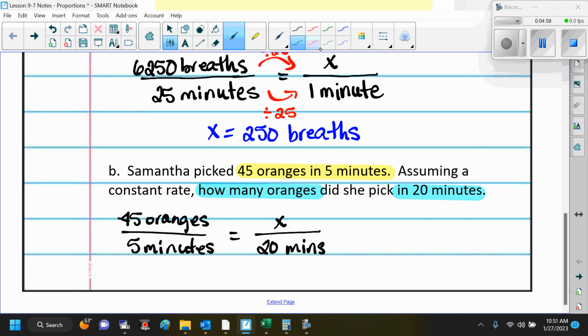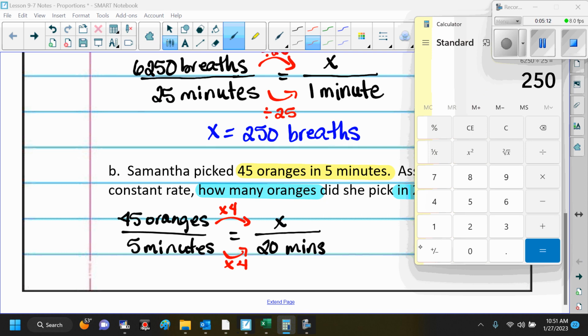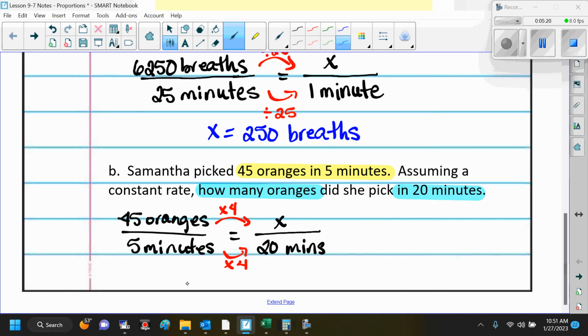So, how did I get from 5 minutes to 20 minutes? Times 4. We multiplied times 4. So that means I want to multiply times 4 up there. So we have 45 times 4, and that gives us 180. So, very good. X is equal to 180 oranges. Is everybody clear?